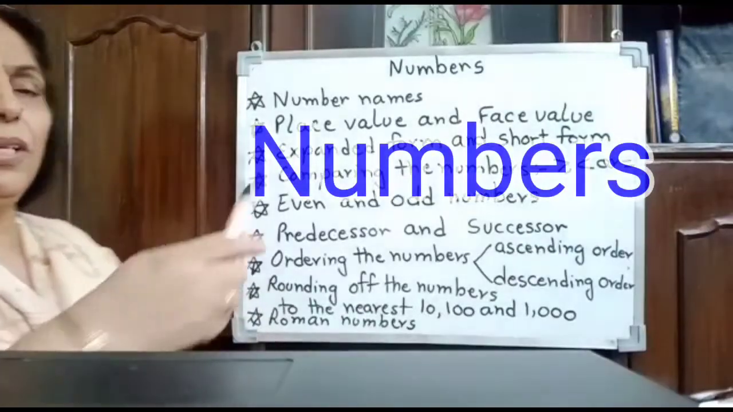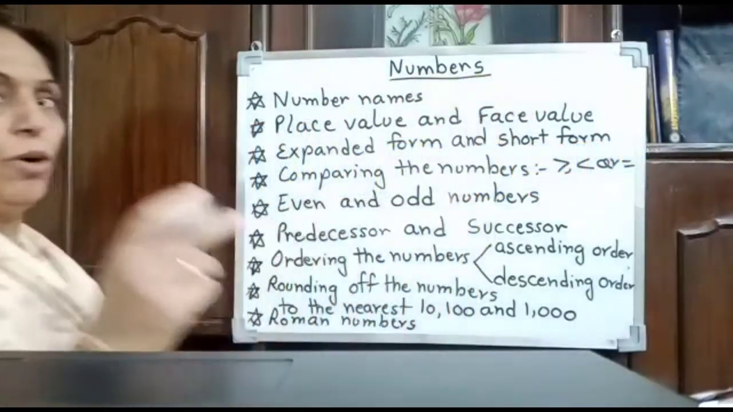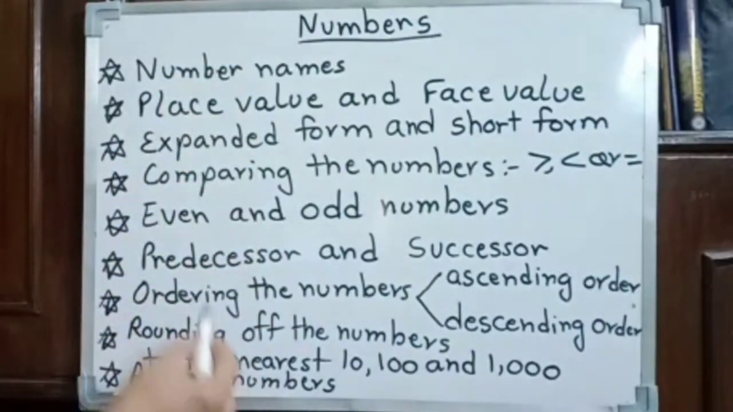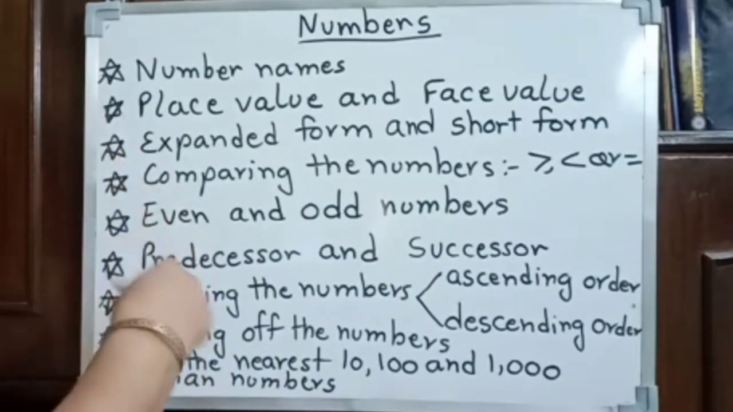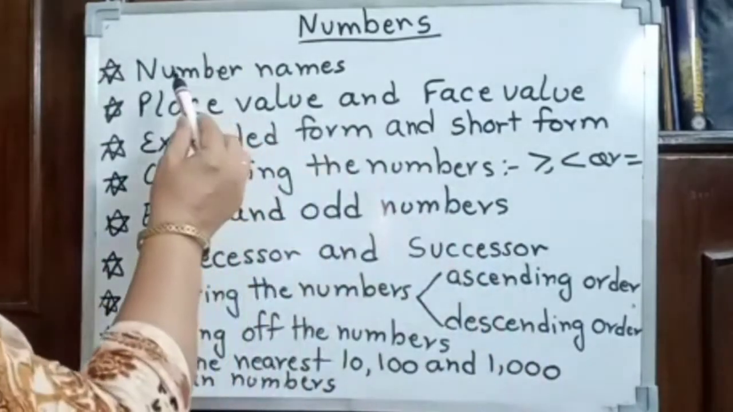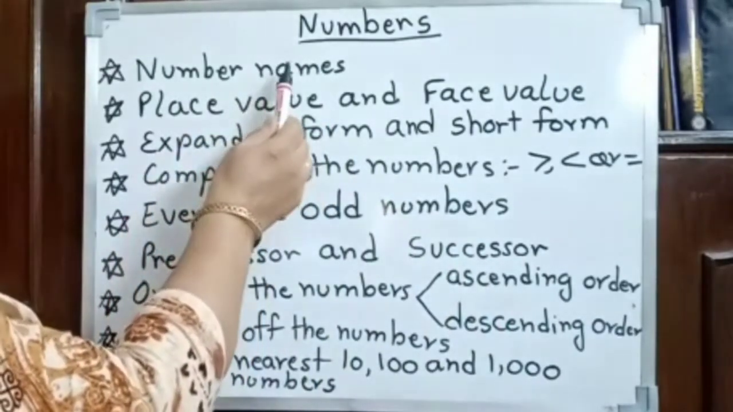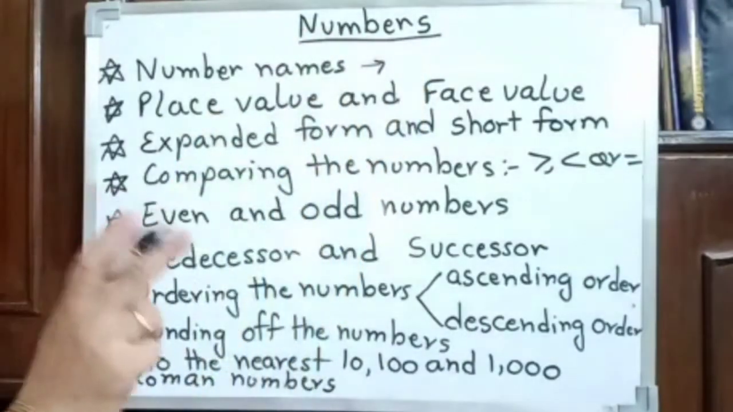Hello students, you all have done numbers, as numbers is your very first chapter. We have a lot of parts here. You all have done this in your previous class. Even then, again I am explaining to you, that is number names. You all know number names: ones, tens, hundreds, and spellings of all the number names.